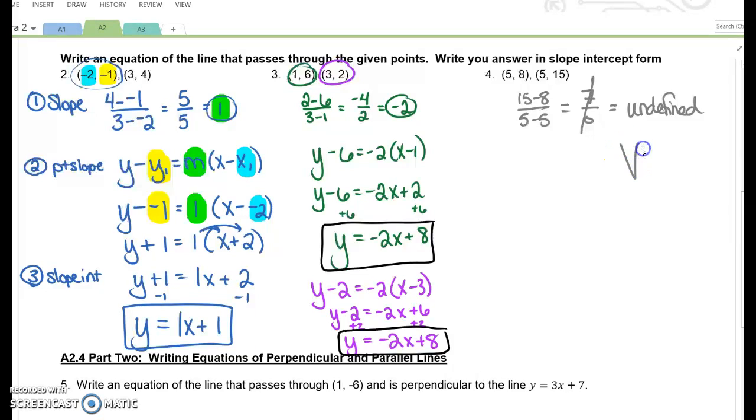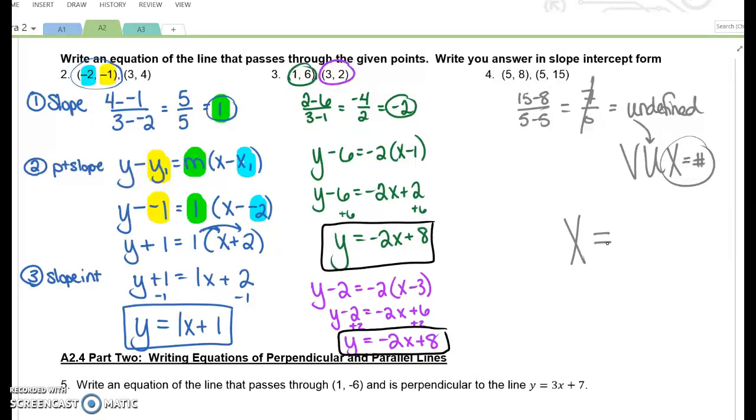Vertical. Undefined is the U in VUX. Vertical lines have undefined slope and their equations are x equals something. So this equation is going to be x equals something. We just have to figure out what that something is. And this is where crossing out that 7 and that 0 can be really important, because I don't want you to be tempted to put 7 or 0 here.